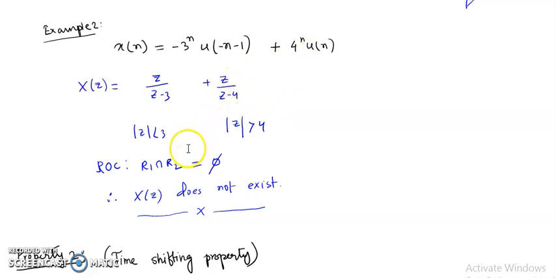If you find the common region between these two ROCs, you can see that mod z less than 3 is the left hand side of 3, and mod z greater than 4 is the right hand side of 4. So the common space in these two ROCs will be null because it doesn't exist. That's why X(z) doesn't exist, because there is no common section between these two Z transforms. So it is not possible to find the Z transform for this signal.